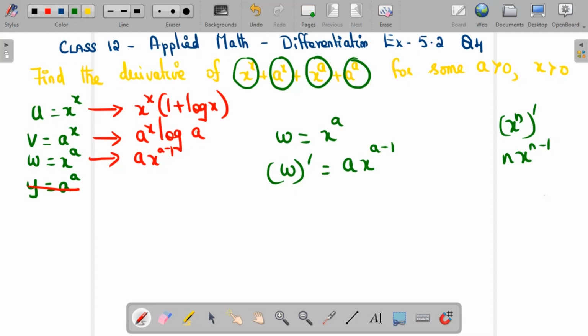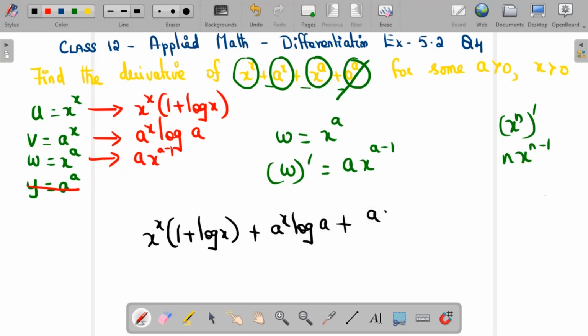Now the final step is to combine all of this, because remember there is a plus sign between each of these terms. Either way, the last term on differentiation is 0. So the others we will combine and write the final answer as x power x into 1 plus log x plus a power x log a plus a x power a minus 1, or you can write this as a by x times x power a, whichever format you would like to write. So this is the final answer for the differentiation of the given term.